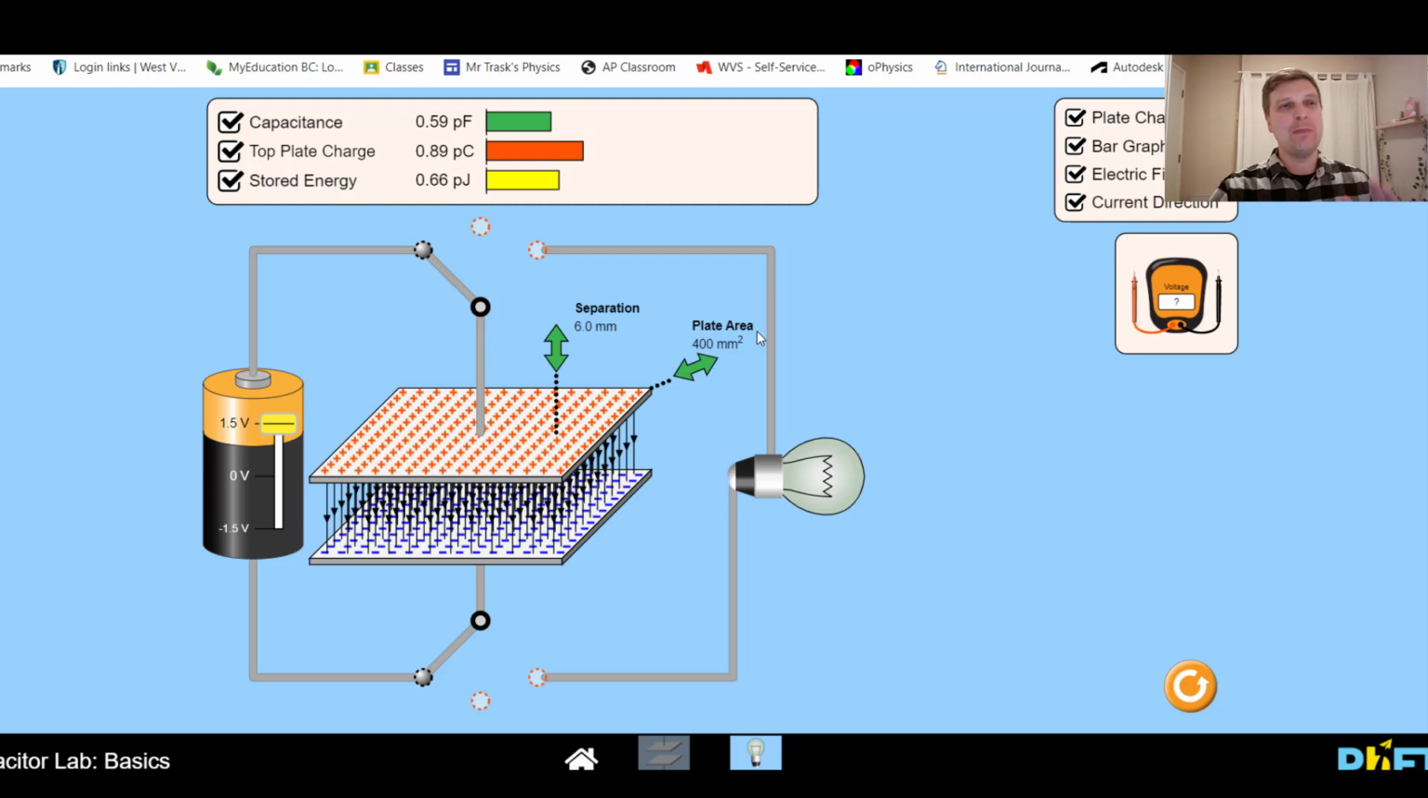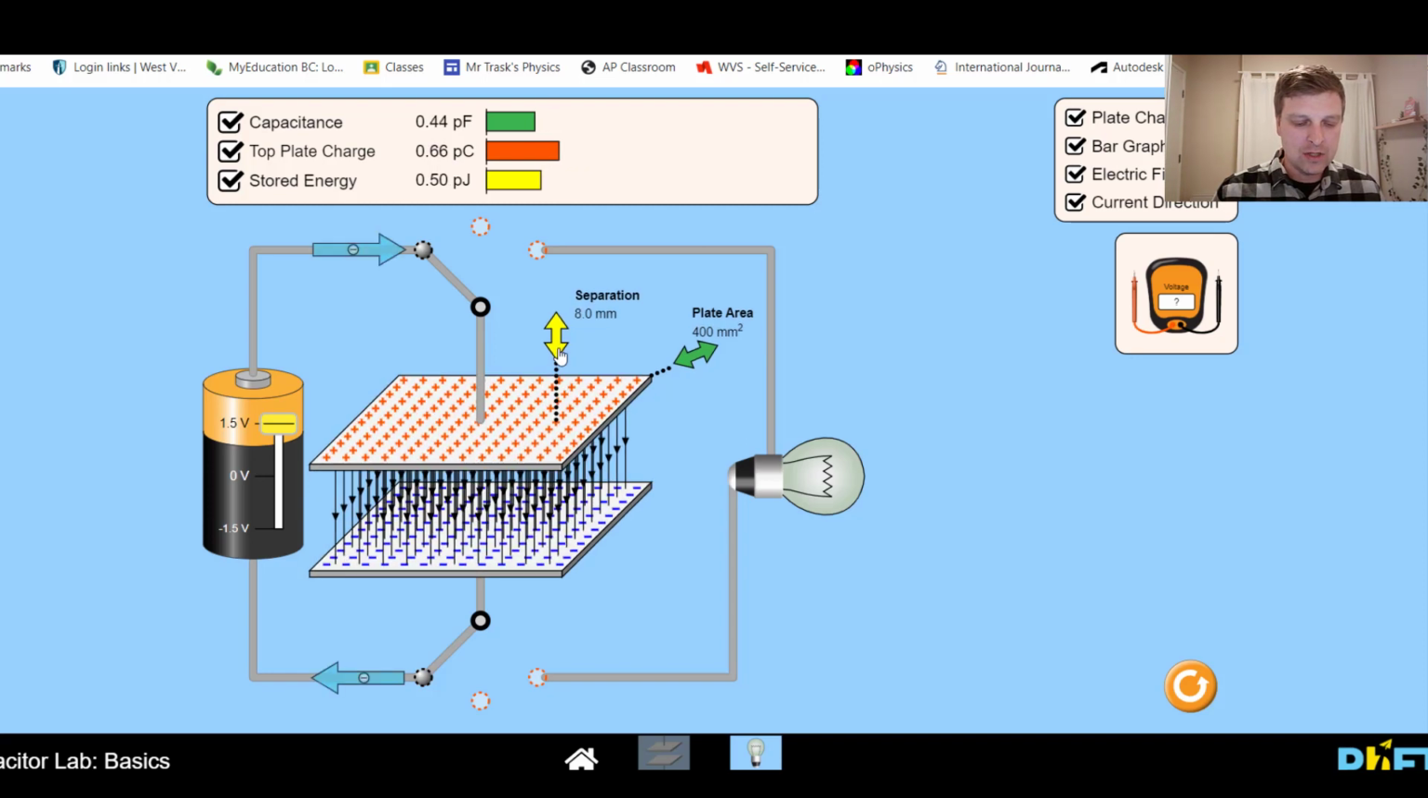You can only fit so many people on the beach until they're side by side by side. But if you had a bigger beach, I guess you could fit more people, right? So the larger the surface area of the plates, the greater the capacitance. But the other thing we can change is the separation of the plates.